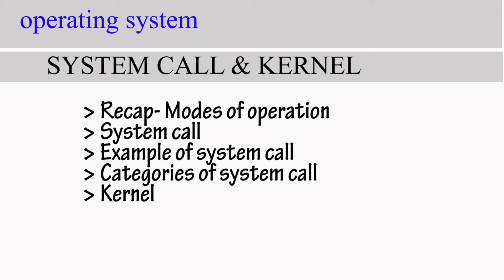First of all, we are going to see a simple revision on modes of operation, which we discussed in the previous tutorial. We said there are two modes of operation: kernel mode and user mode. Kernel mode is where the operating system runs. It is sometimes called privilege mode or supervisor mode. In this mode, we have direct access to hardware resources.